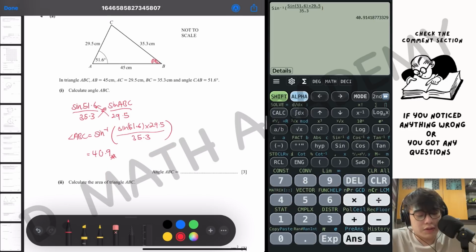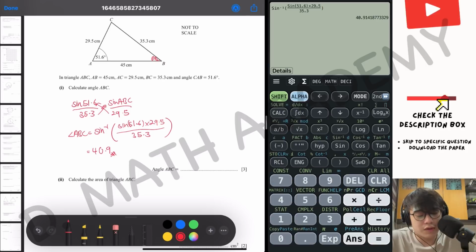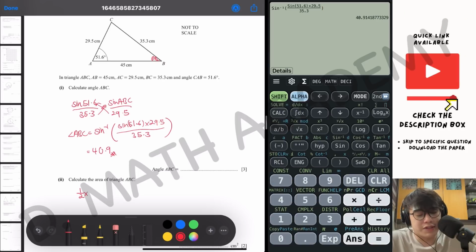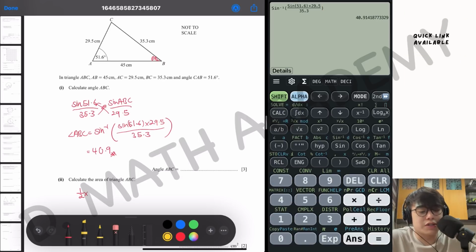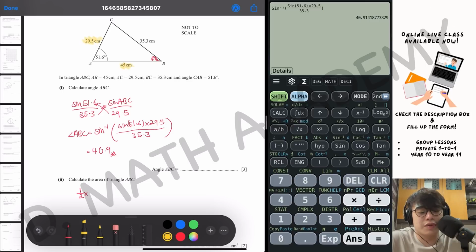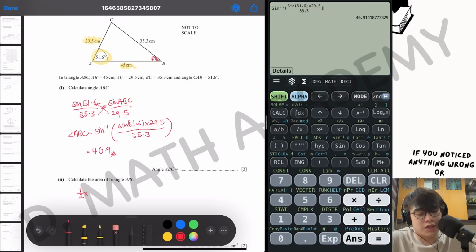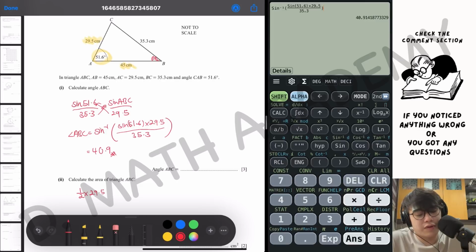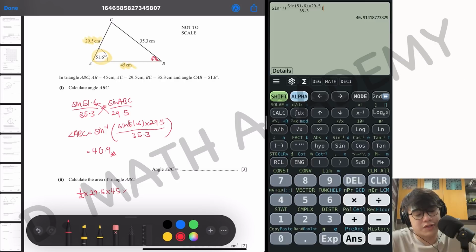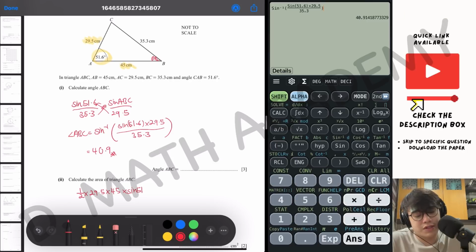Moving on to the next one, calculate the area of this ABC here. All you have to do is use your half AB sine C formula. So the sides that I'm using is this 2 and the angle that they gave us. So just key in 29.5, key in 45, and your sine 51.6. Then you should be able to get your results.